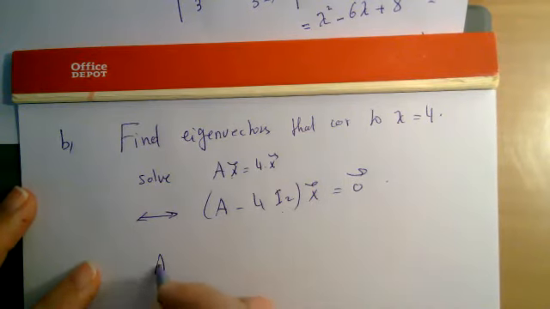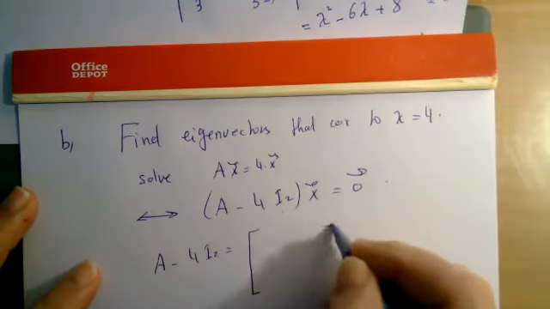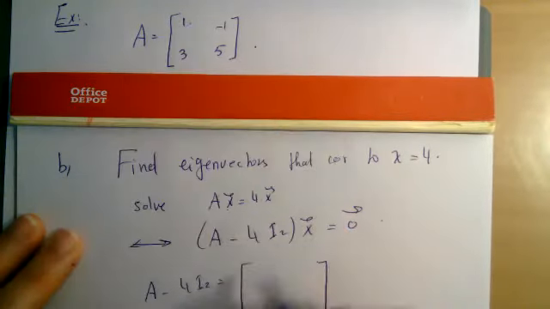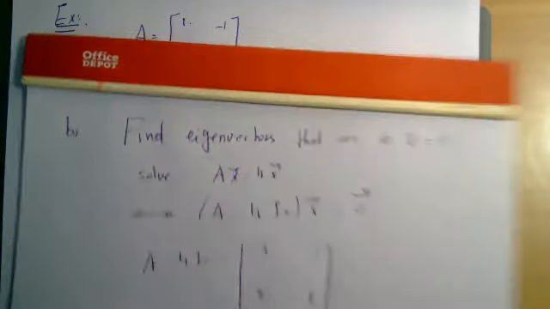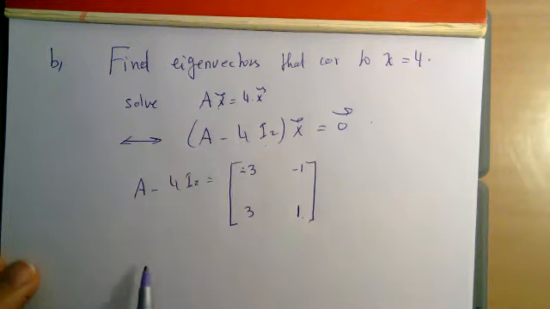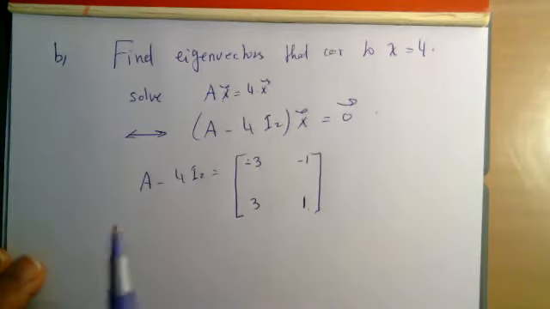So what is A minus 4I? It is the following. Okay, this is my A. I put it back in front of me. I have to take a 4 from the diagonal. So 1 minus 4 is minus 3, minus 1, 3, and 5 minus 4 is 1. That's A minus 4I. Be very careful. The determinant of this is 0, because that's where we got the 4 from. When I solve this homogeneous system, I have to have a free variable.